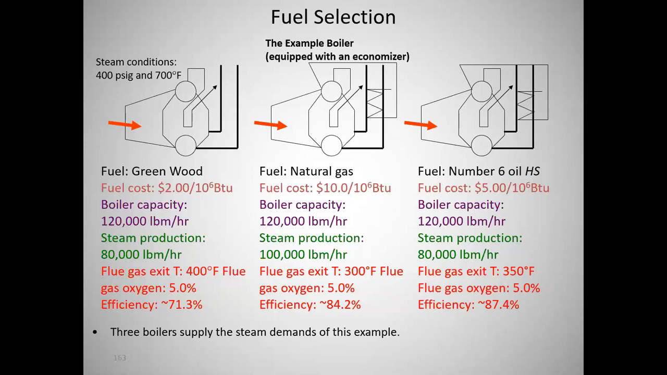Flue gas exit temperature is 400 on the green wood boiler because we don't have an economizer, 300 on the natural gas, and 350 on the fuel oil. For the flue gas oxygen, we're maintaining 5% across the board. And you see approximate efficiency numbers: 71%, 84%, and 87%. Okay? So let's investigate further.